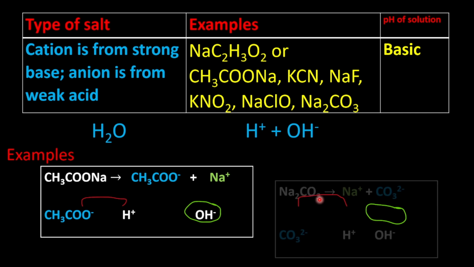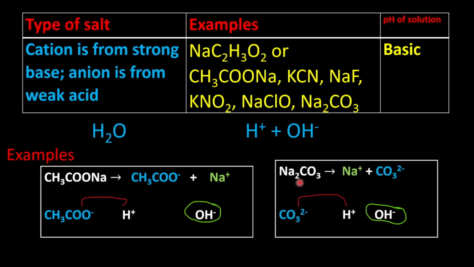Now let's look at another example. So we have sodium carbonate here. The sodium carbonate will dissociate to give us Na+, that is 2 moles of Na+, and CO3 2-.